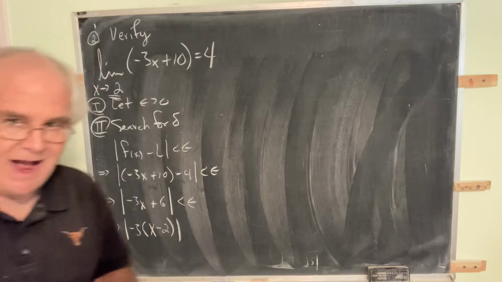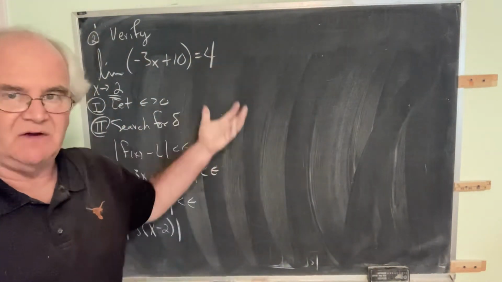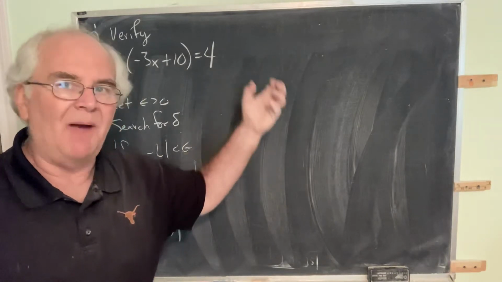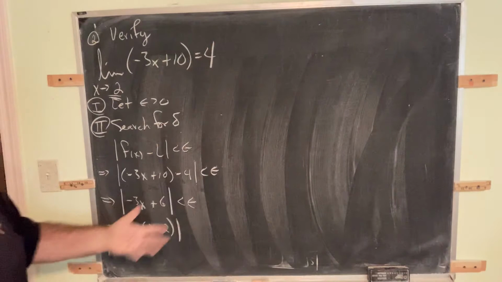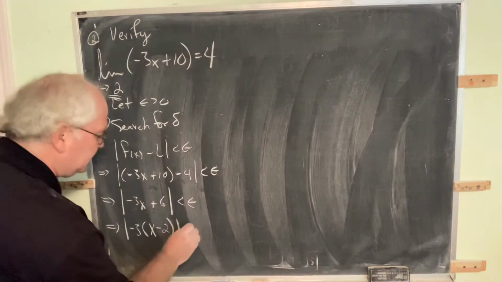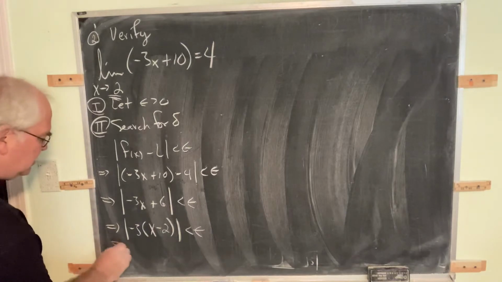It's got to work out because I'm giving you stuff that actually does work. I can't ask you to verify something that's false. I'm going to ask you to verify something that's true, and so it must work out. You just need to make sure and put all the details in the right spot. And so we got to create absolute x minus 2.